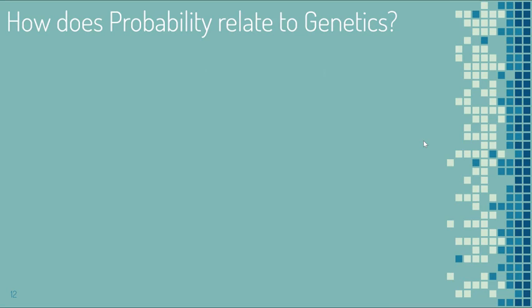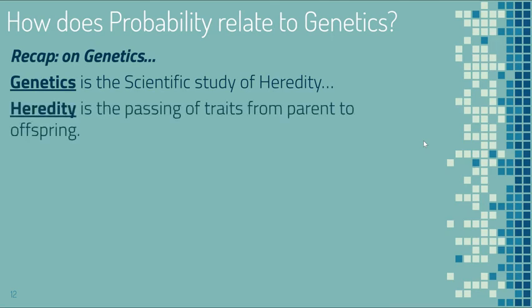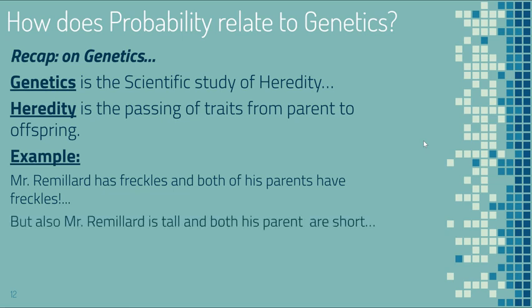Now, how does probability relate to genetics? So let's recap quick. Genetics is the scientific study of heredity. Heredity is the passing of traits from parent to offspring. So for example, Mr. Remillard has freckles, and both of his parents have freckles. However, Mr. Remillard is fairly tall, but both of his parents are fairly short. So how is it that this happens?